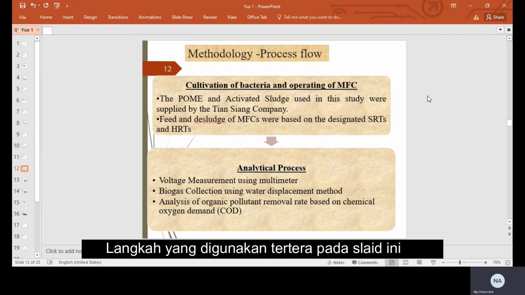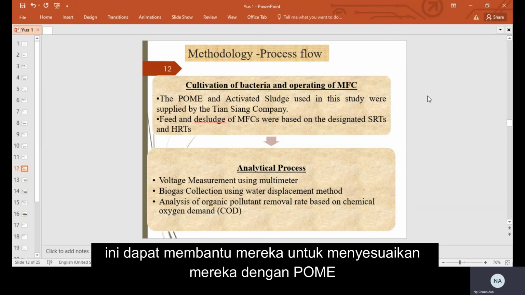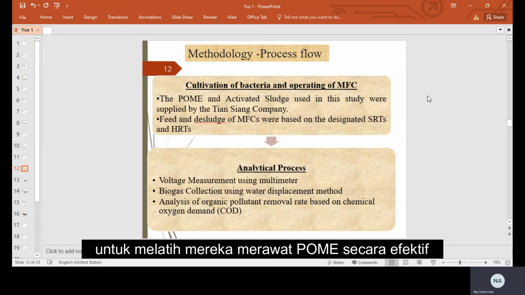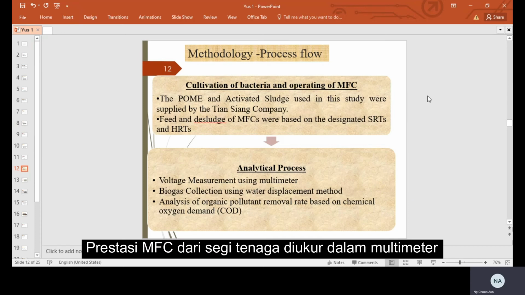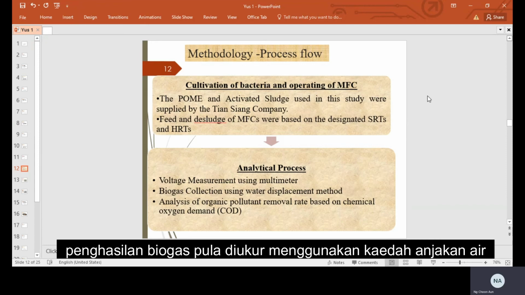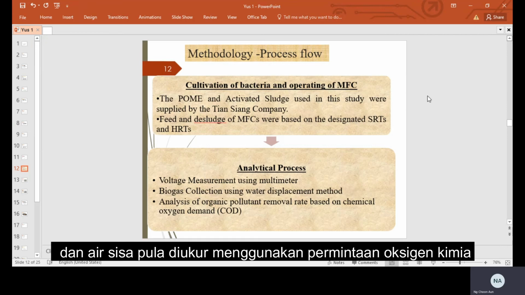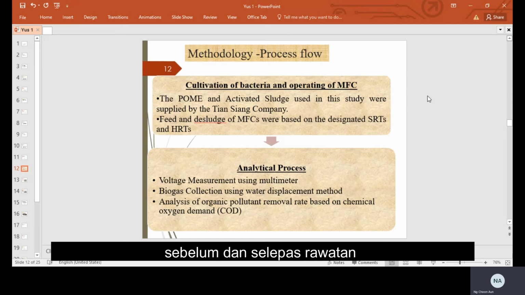The methods used to conduct this experiment is shown here. The first thing to do is to cultivate bacteria by feeding them with POME. This will help to acclimatize them into POME, to train them to be able to treat POME effectively. The performance of MFC in terms of power is measured using multimeter. Its biogas production is measured using water displacement method, and its wastewater treatment capability is measured using COD concentrations before and after treatment.